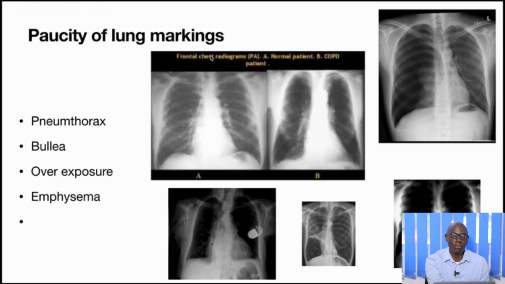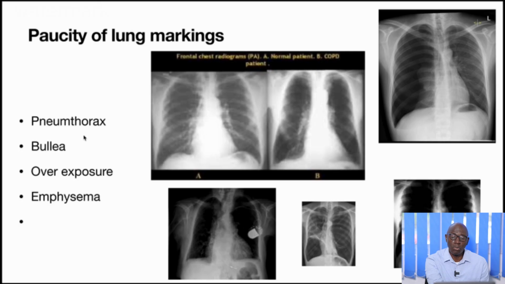So those are some of the vessels, but like I said, on the other hand, one can look at the chest where we have reduction in the lung markings, paucity of the lung markings. And this can happen in several conditions.